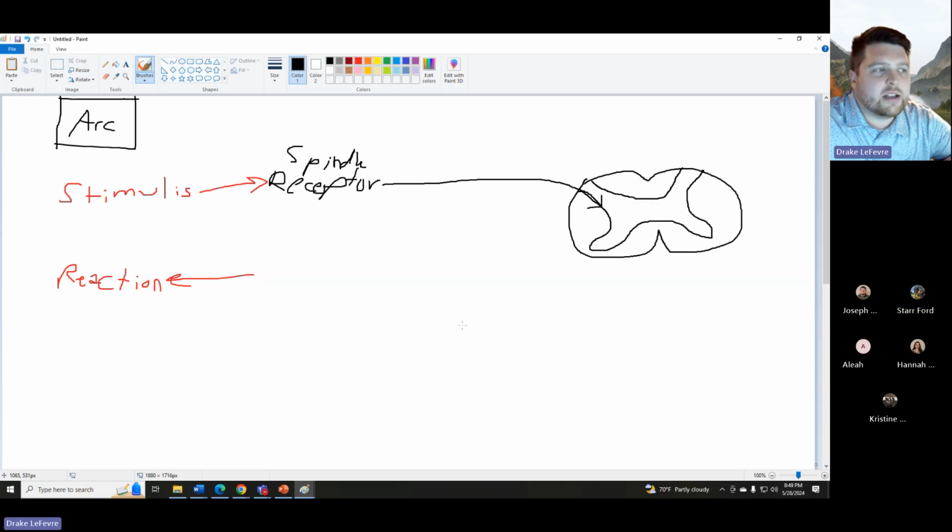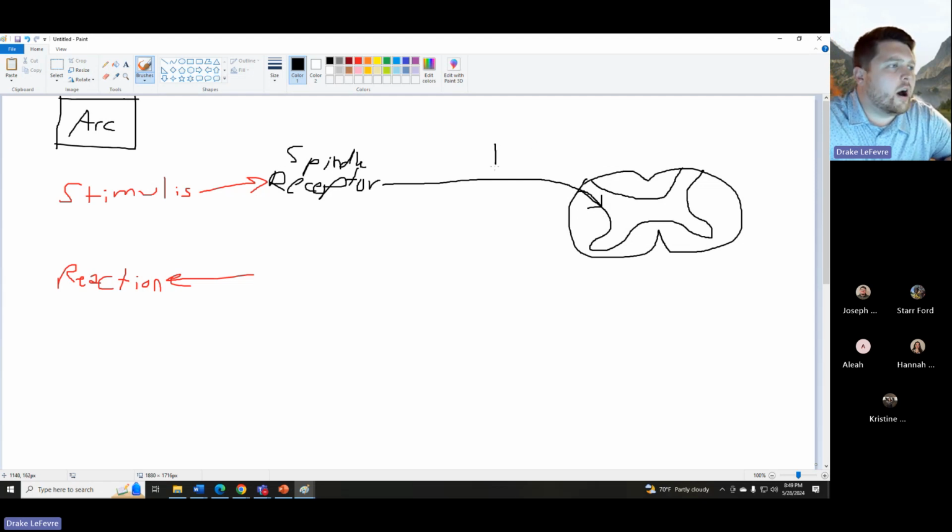An easy way to remember that is it's reversed in the spinal cord and the brain. Inside of the spinal cord is gray matter, outside is white matter. And in the brain, outside is gray matter, inside is white matter. So they're flipped between the brain and the spinal cord. So it goes into the dorsal horn.